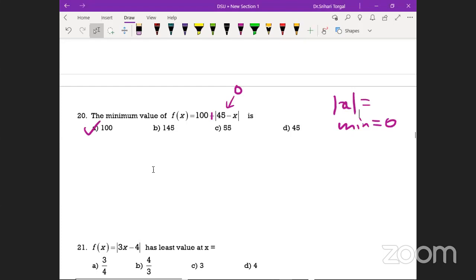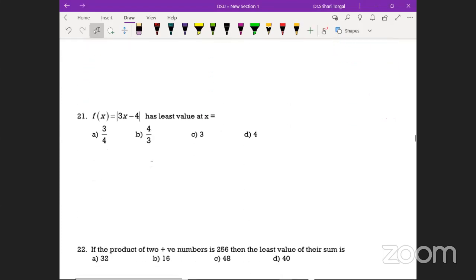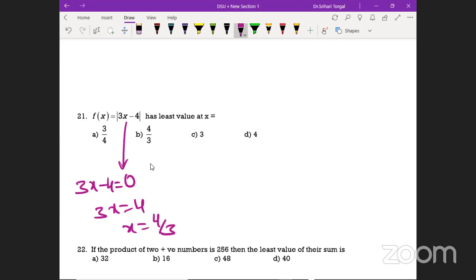Okay. Question number 21. The least value. I told you when this becomes 0, you will get the least value. You will get the least value for 3x minus 4 is equal to 0. 3x is equal to 4. x is equal to 4 by 3 is the answer. Got it?